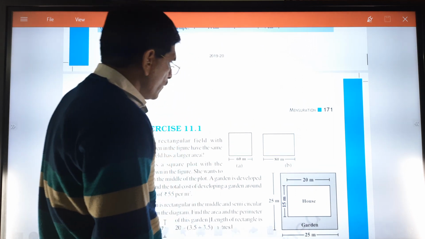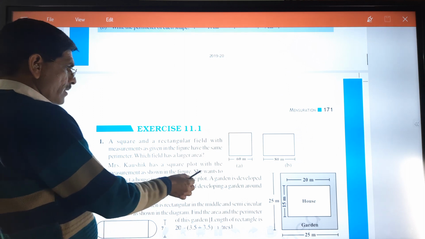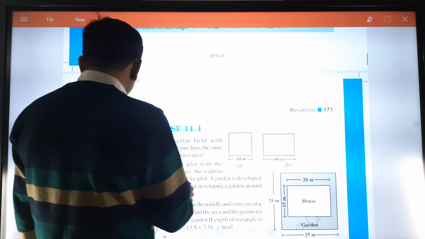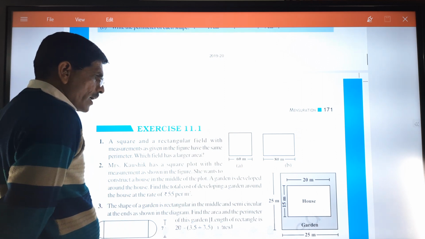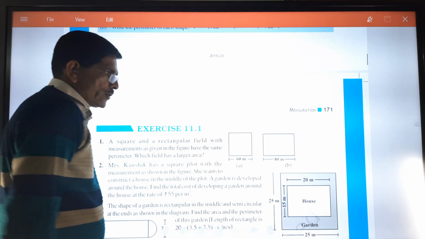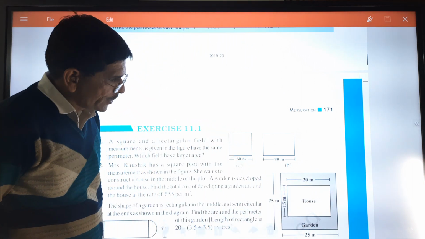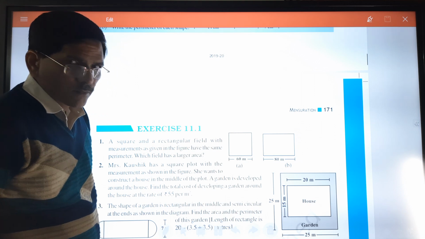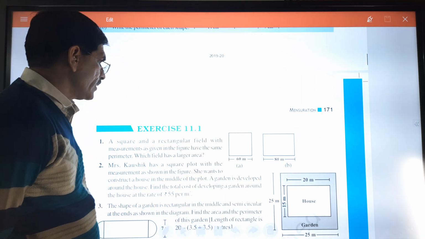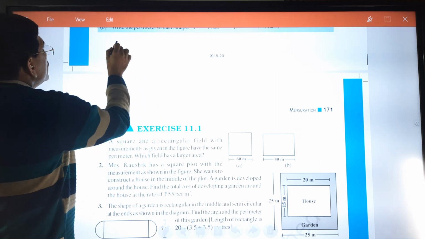Okay. Now we want to discuss. Cosec has a square plot with the given measurements. He wants to construct a house in the middle of the plot. A garden is developed around the house. So we have to find the area of the house and the area of the garden. First we have to find the area of the plot. So what is the area of the plot?